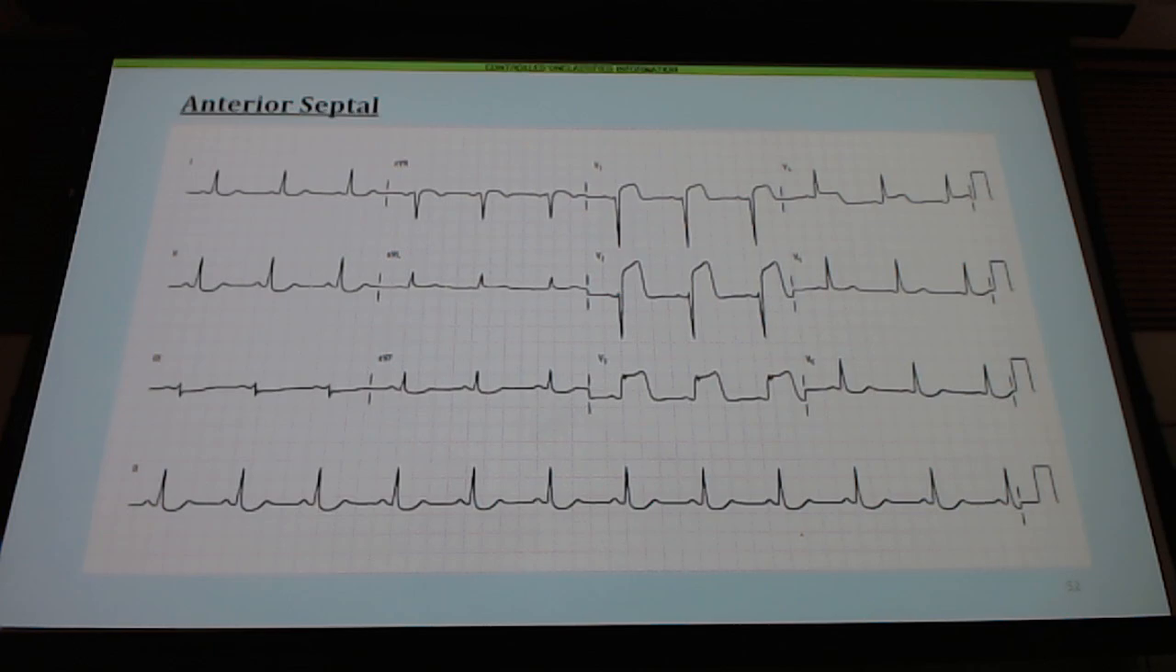And you can see that on this example. So you're seeing V1, V2, because this is an anteroseptal MI. But V3 definitely has it, V4 even has it. And then by the time you get to V6, you see it's actually normal.